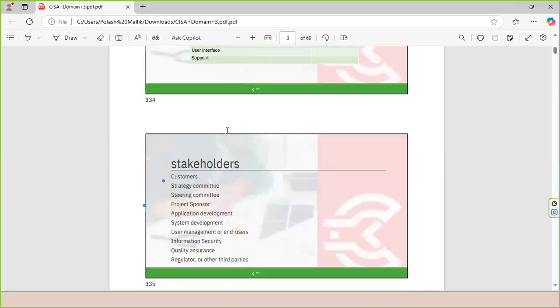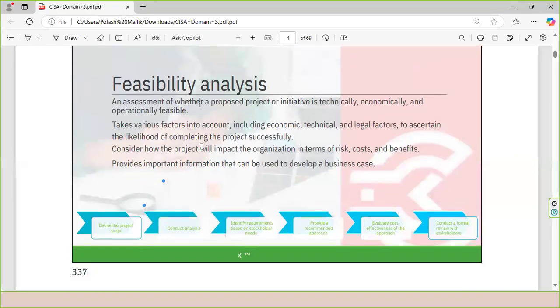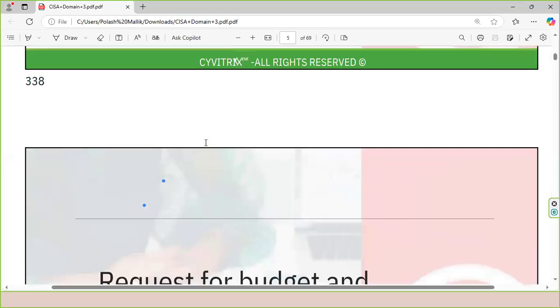Actually, there is the feasibility analysis here. Did I cover it or not? What do you think? The business case is the same kind of thing.